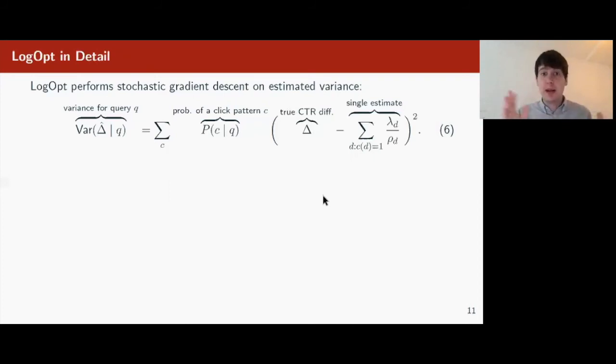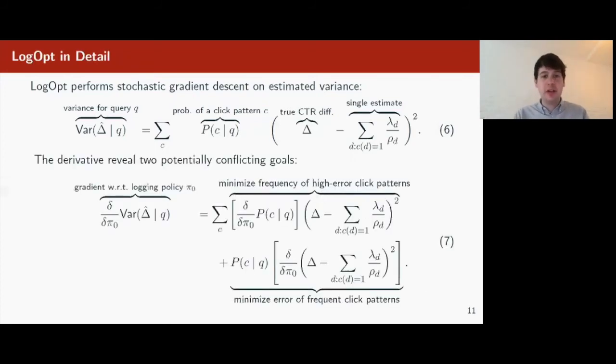Sum over all possible click patterns, take the probability of that click pattern times the error that pattern would lead to. Now, if we take the gradient or the derivative, something interesting happens. We see there's two conflicting goals. So this is just a product rule, but it tells us that on the one hand, we want to minimize the frequency of high error click patterns. If a click pattern leads to a high error, we want to avoid that click pattern happening. So we want to avoid showing rankings that may result in that click pattern, right? So for instance, if we don't want a document to be clicked, we'll try to put that document in a place where it's less likely to be examined.